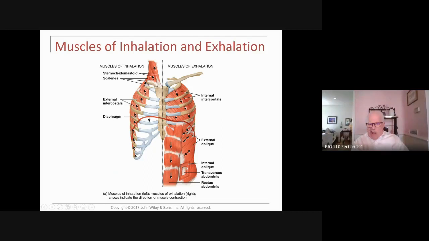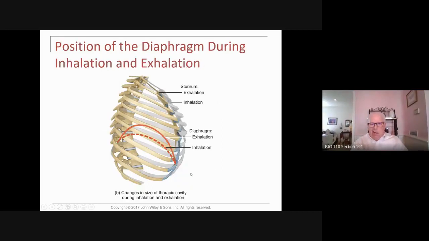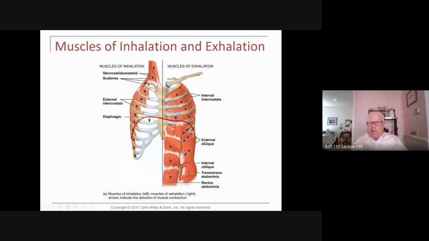These are your abdominal muscles. When you exhale, you use your abdominal muscles to get air out of your lungs. And these are all the abdominal muscles. The external oblique, the internal oblique, the transverse abdominis, and the rectus abdominis. When you inhale, you only use the muscles of respiration in your chest, not in your abdomen. All right? Very important.